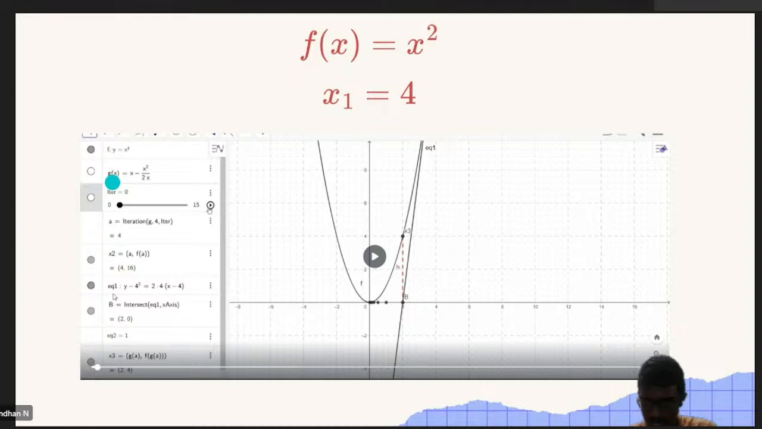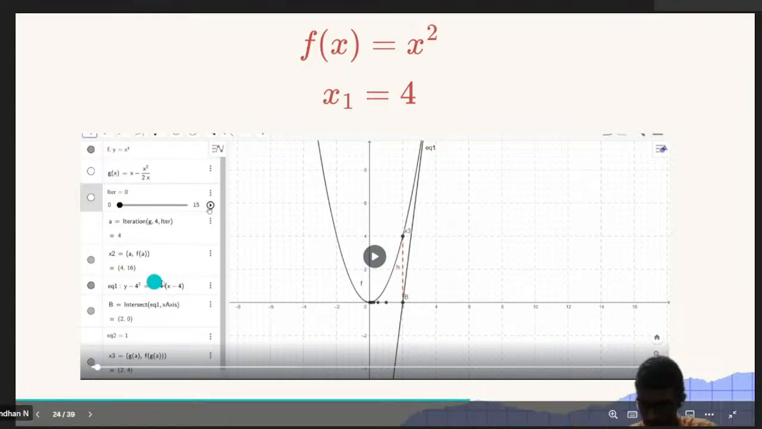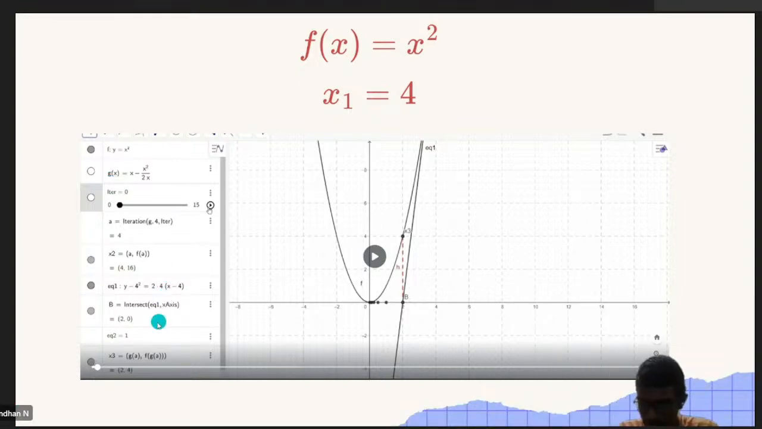Once again, this is some GeoGebra code. I don't need you to know it. Just see, this is the iteration number. This is our Newton-Raphson method. You can see, right? x minus xn square divided by f dash of xn. f of x is x square, so xn square is that, and f dash of x is 2x, so 2xn is that. And this is some iteration thing.